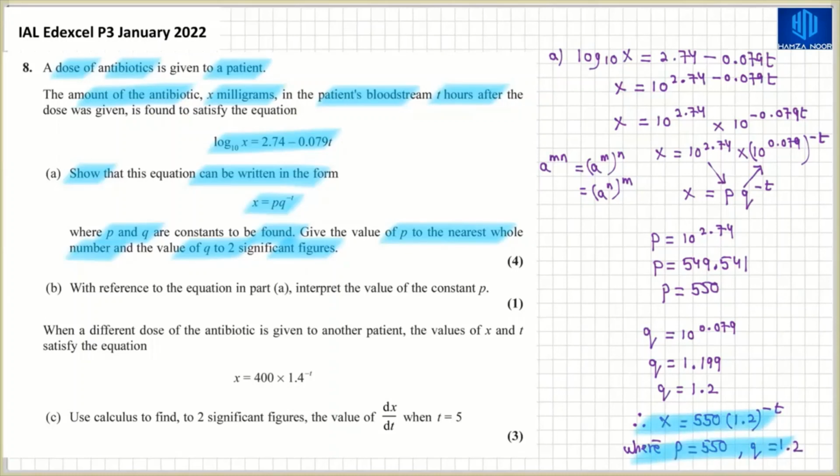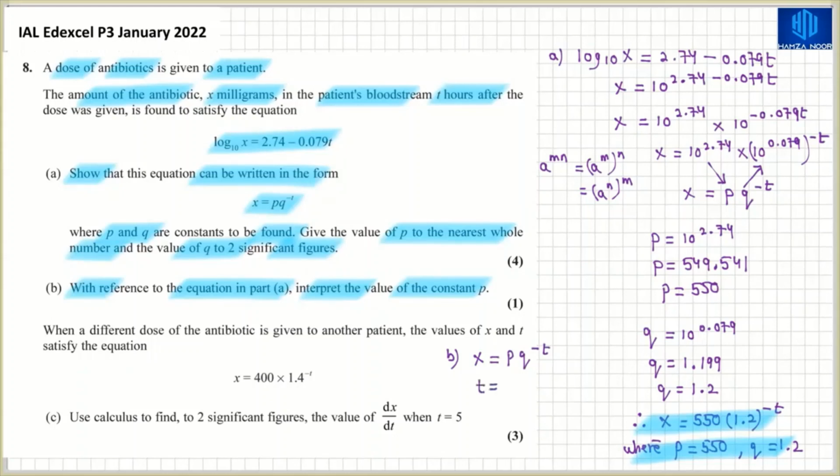Alright, so now let's move on to part B. Part B says that with reference to the equation in part A, interpret the value of the constant p. So here we just need to interpret the value of the constant p, as we know that x equals p multiplied by q raised to the power minus t, where p is 550 and q is 1.2.